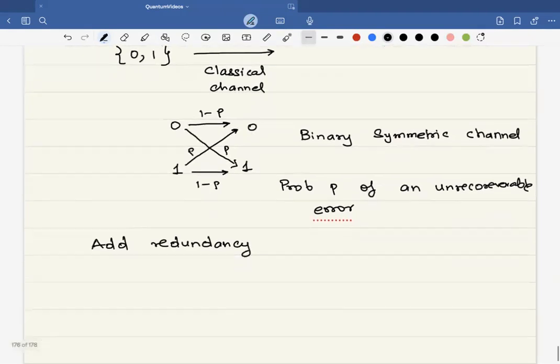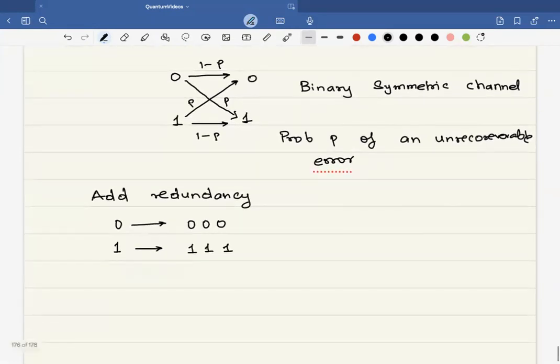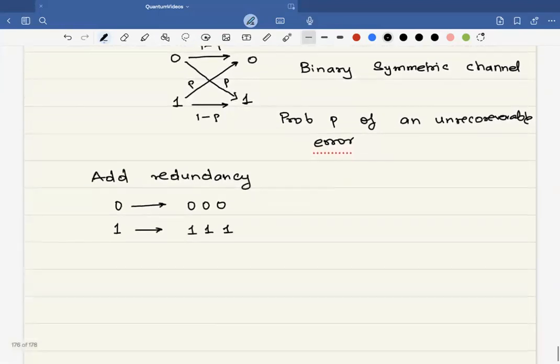So what do we do? If I want to transmit a 0, I will encode a 0 as 0, 0, 0. This adds two extra zeros, so adding some redundancy. And if I want to transmit a 1, then I transmit 1, 1, 1. So in this case, we have encoded the logical 0 as physical 0, 0, 0, and the logical 1 as physical 1, 1, 1. Now recovery in this case is possible if there is at most one error.